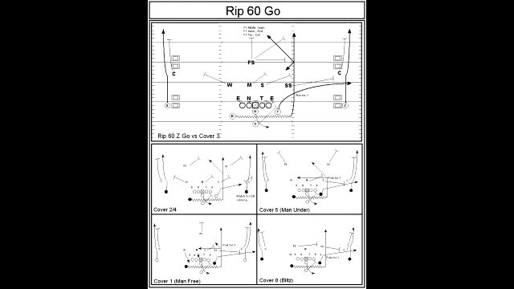So I'm going to go over a couple of basic plays right here in this diagram. First of all, what does all this gunk mean? Rip 60 go. What is that? Well, first of all, take a look at the formation. It looks very similar to a flex bone set.